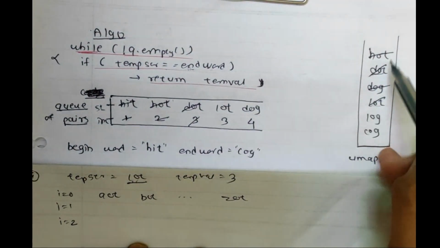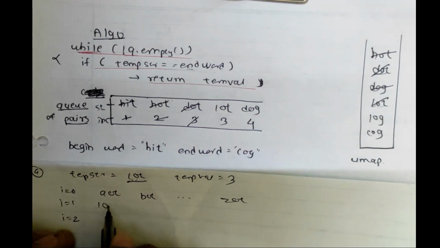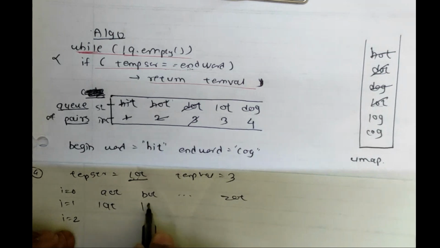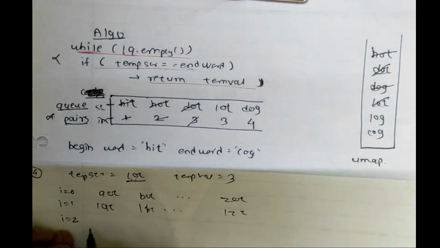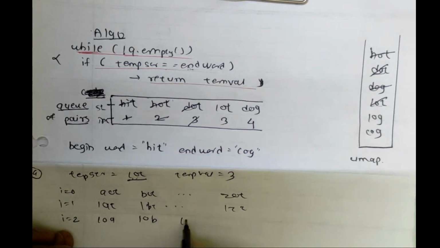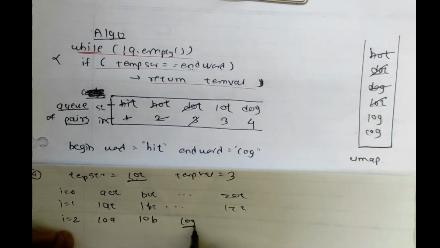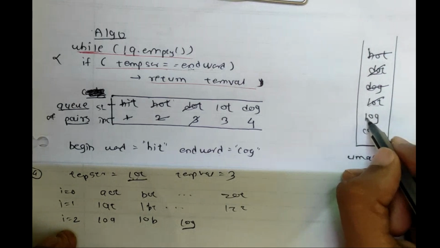Nothing is getting matched here. So change the next character: LAT, LBT, LZT. No match found. So change the next character: LOA, LOB, LOG. Yes, LOG is found. LOG is found, so it gets removed.